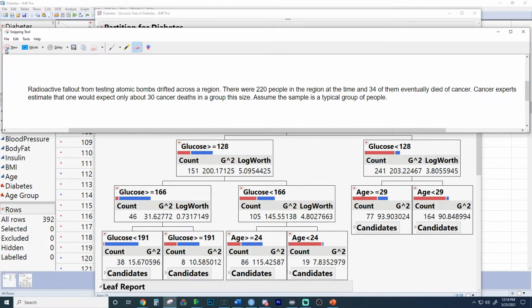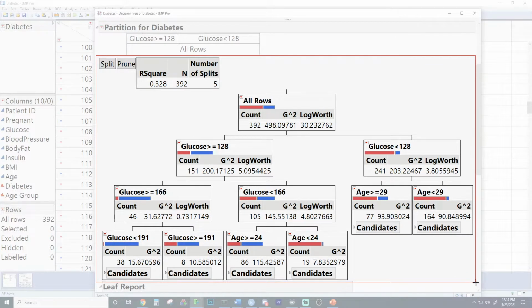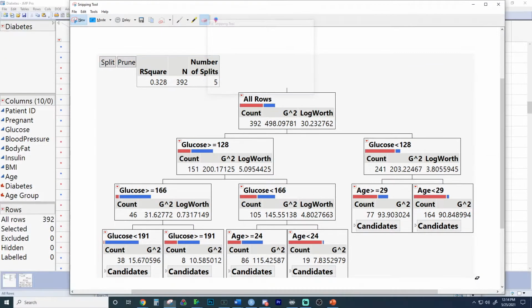Let's show what pictures you need. You will need a picture of this. There's a good picture of that right there. That is your tree, so we can see what's going on. And you've got your r squared up here, which we'll interpret right now.